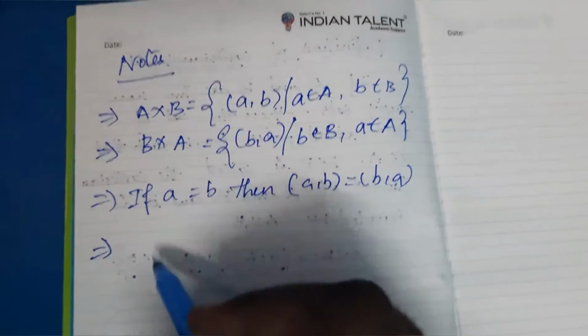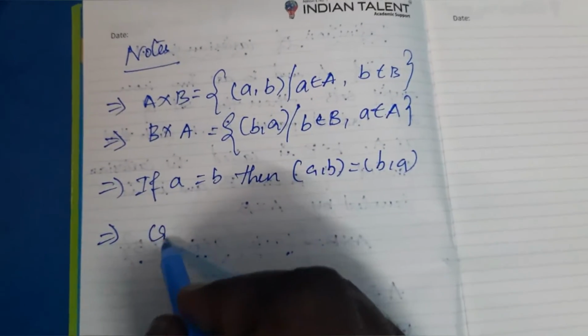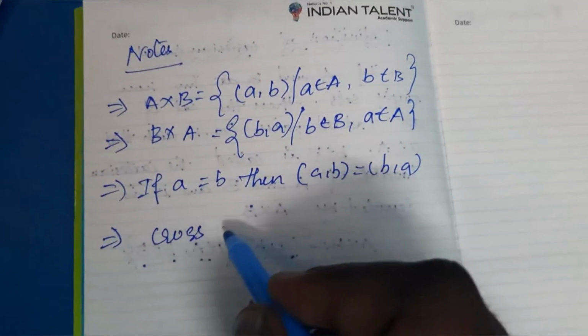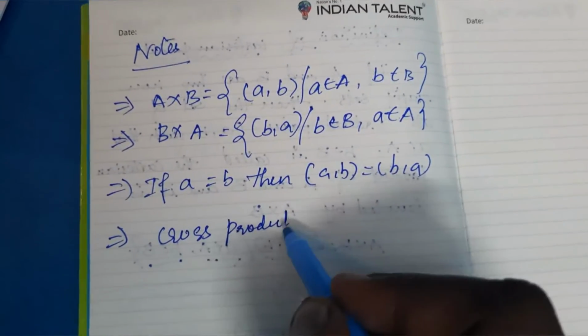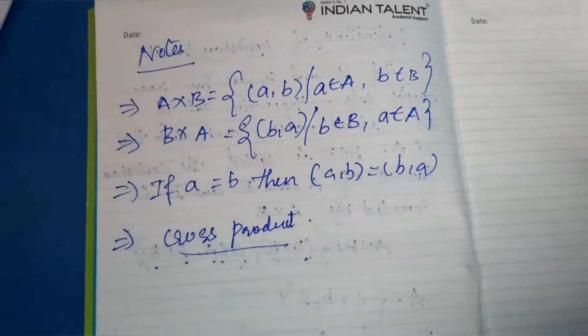Next, the Cartesian product is also referred to as the cross product. You can say this as cross product also. And next, we see illustration 2 now.